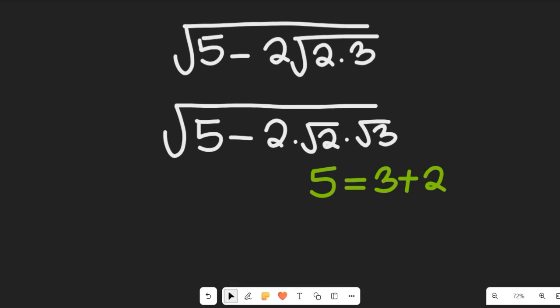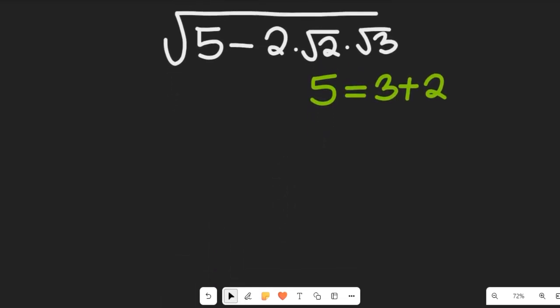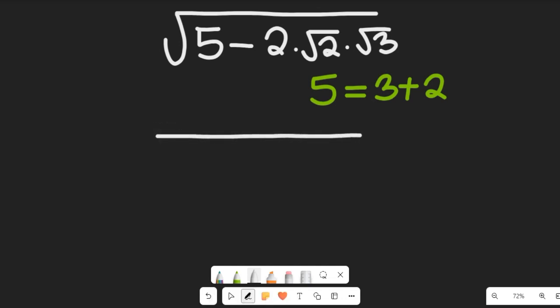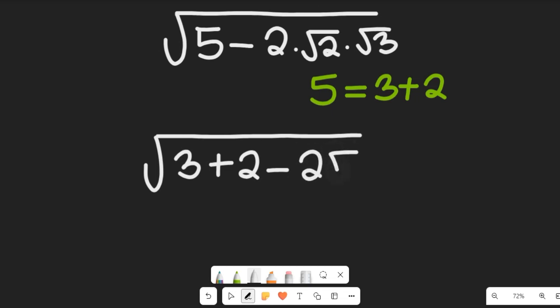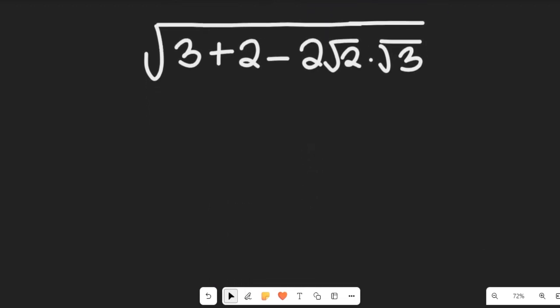Remember, we are in the bid of solving this expression without the use of calculator. So we are going to find the total square root of 5, representing here will give us 3 plus 2 minus 2 root 2 multiplied by root 3, and we'll find how to simplify this.